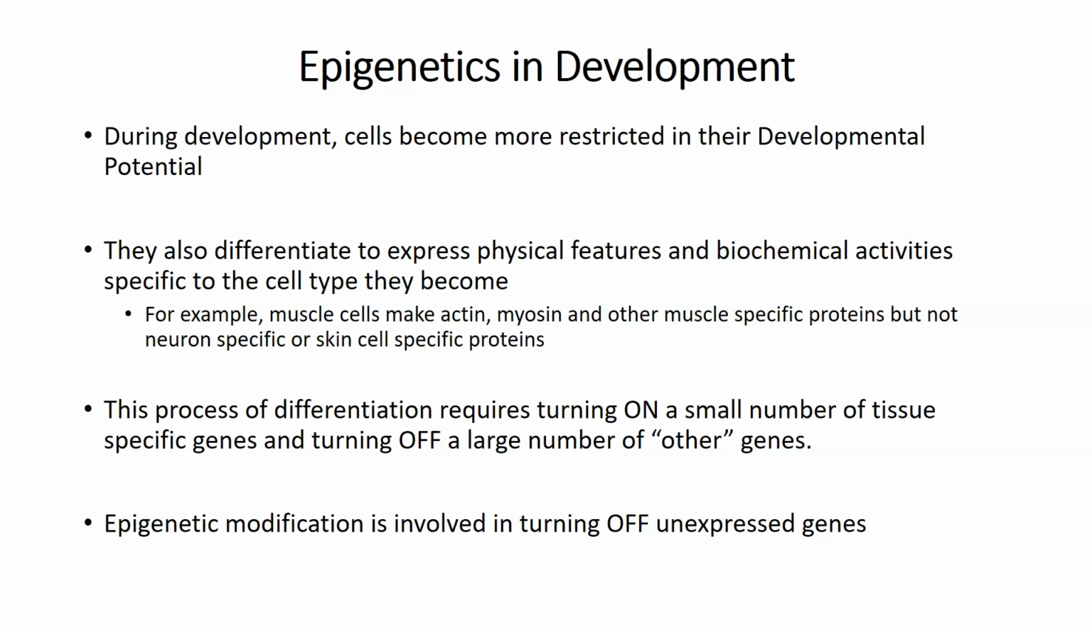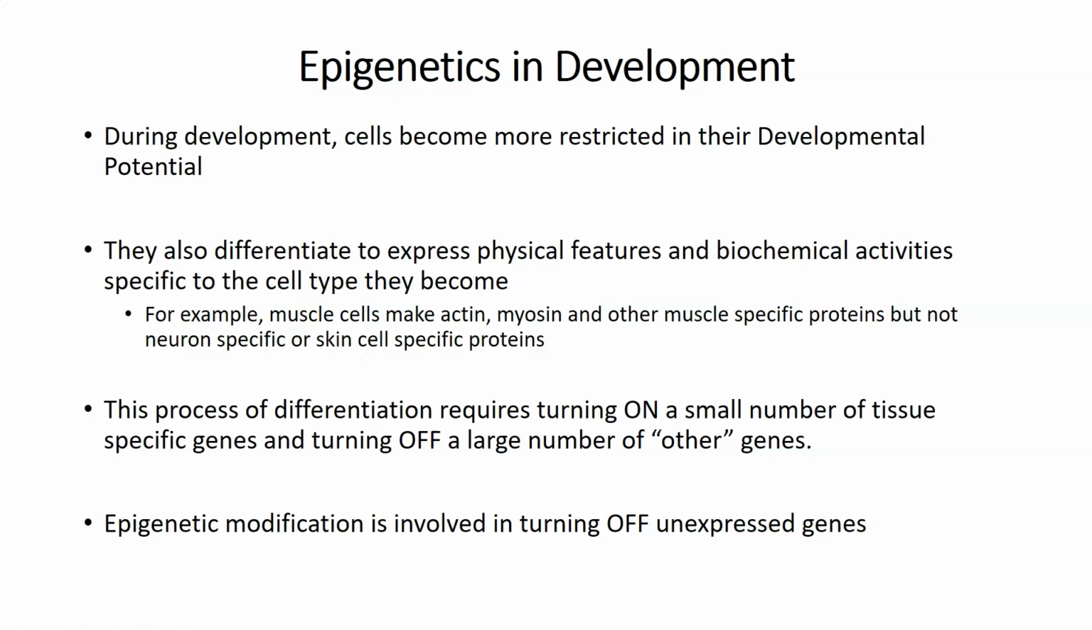The end product of development for most, not all cells, but for most cells, is that they are what's called terminally differentiated. They are specialized cells, and they have one potential. They're unipotent, and that is they're a specialized cell that carries out a particular function, such as a muscle cell that contracts, or a neuron that conducts electrical impulses.